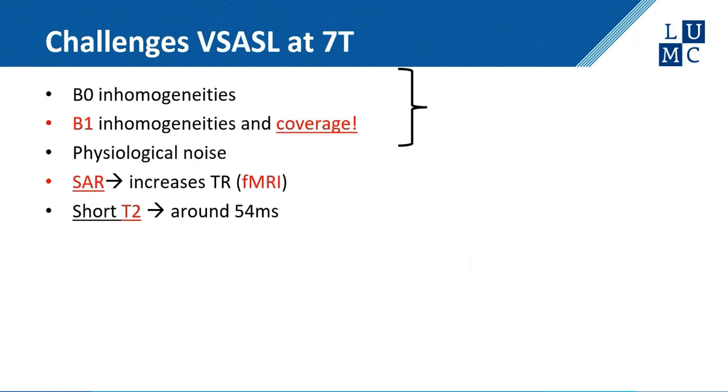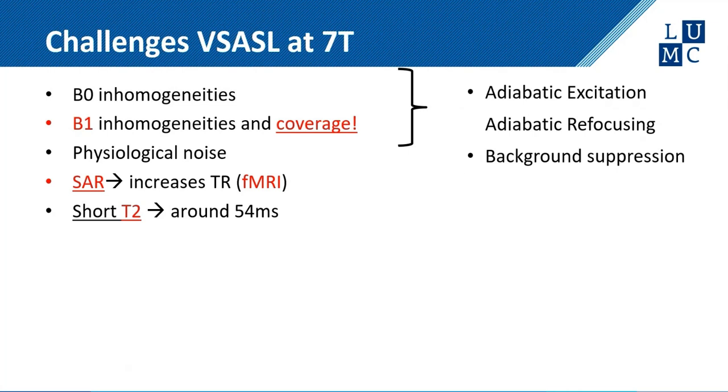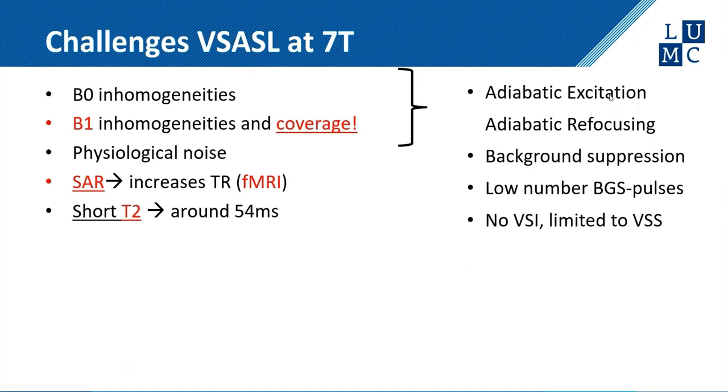So how do we want to tackle this? For the B0 and B1 inhomogeneities, use adiabatic excitation and adiabatic refocusing. To get rid of physiological noise, you want to use background suppression, but additional pulses would increase the SAR, and therefore we want to use as low a number of background suppression pulses as possible. So there we need to find a trade-off somewhere.